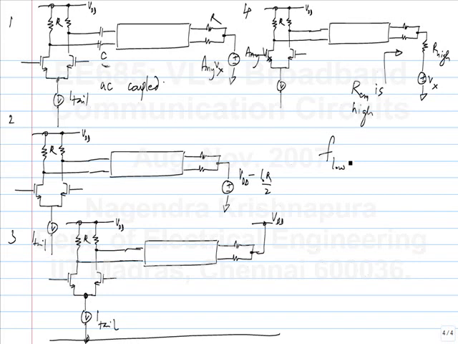What is the value of capacitance you need to use in this case? Let's say some low frequency, F low, is of interest to me. What is the value of capacitance I need to use? C should be larger than something, but what is that something? If you look at this, you have R and R in series, so 2RC must be much greater than 1 over 2 pi F low.